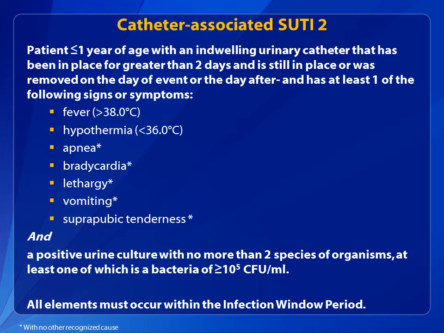Patients that are 1 year of age or less are eligible to meet CAUTI Criterion 1, but they are also eligible to meet CAUTI Criterion 2. No patients over 1 year of age may meet CAUTI Criterion 2. Just as for CAUTI Criterion 1, Criterion 2 requires that these patients have a positive urine culture with no more than 2 species of organisms, at least one of which is a bacteria of at least 100,000 CFUs per milliliter, and that they have at least one sign or symptom.